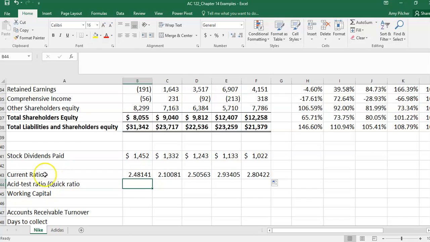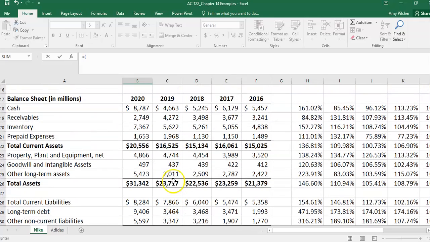The next ratio is the asset test ratio, or the quick ratio. It's also called a quick asset ratio. This is just cash, cash equivalents, and accounts receivable divided by current liabilities. So we're removing inventory and prepaids, which can't be turned into cash as quickly. We don't have cash equivalents, so it's cash plus receivables divided by total current liabilities.